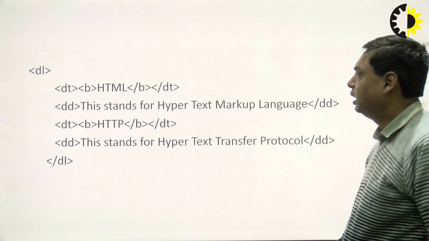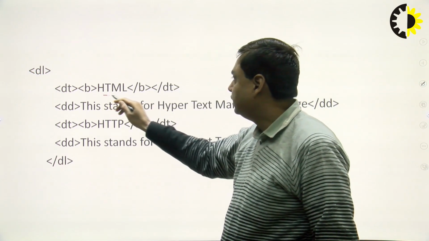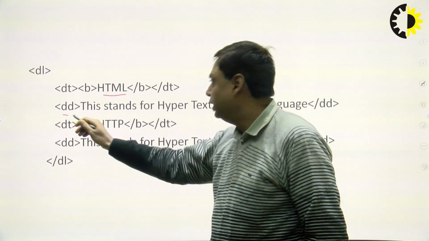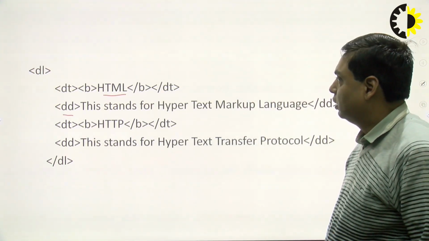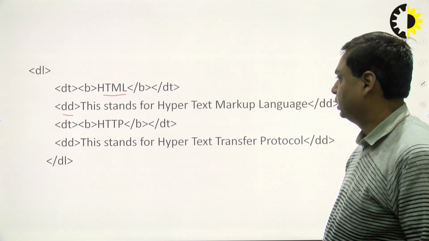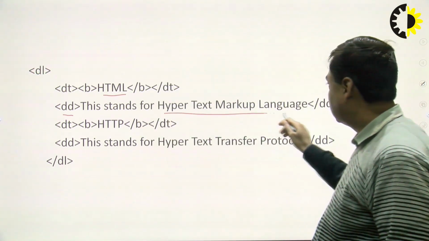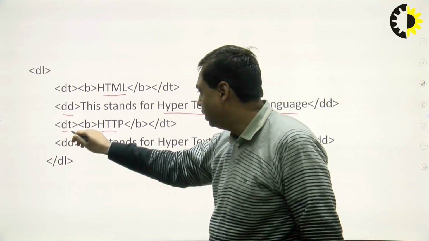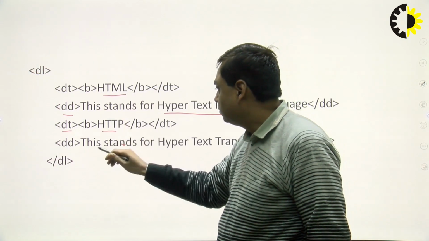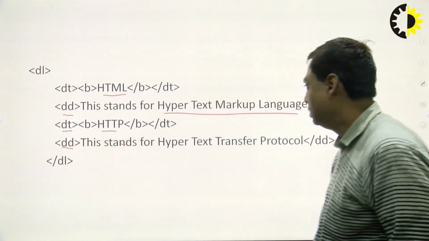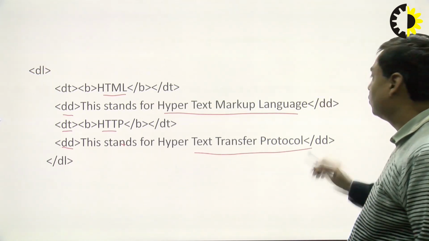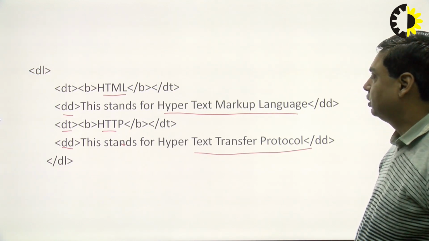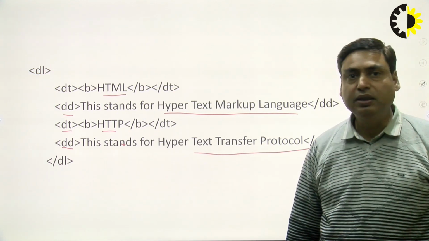So this is an example. HTML is a term, defined with DT, and what is the meaning of this HTML? It is described with the help of DD. So this stands for hypertext markup language, and here the second term is HTTP. It is a term, so it is defined with the help of DT, and its description is given with the help of the DD tag. So this stands for hypertext transfer protocol. So this is the list by which you can describe any term with the help of DT and DD.